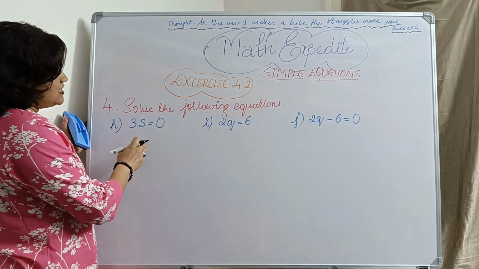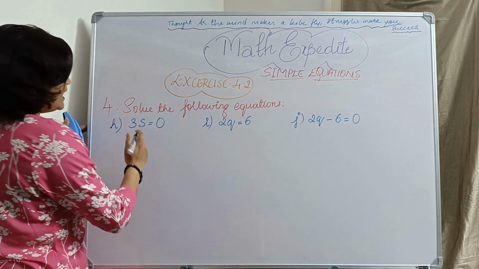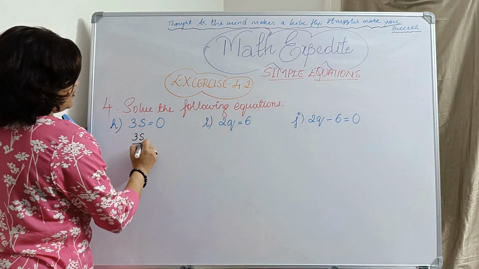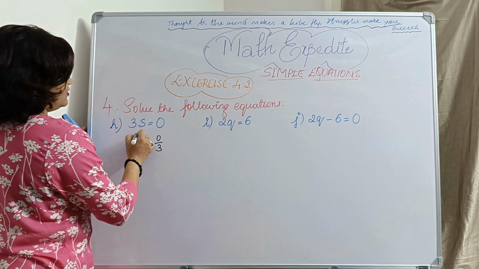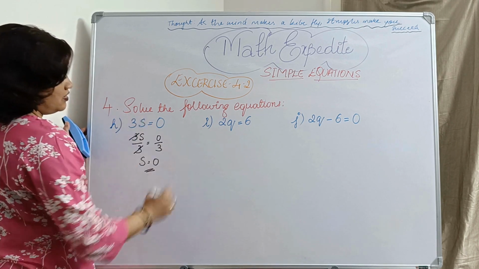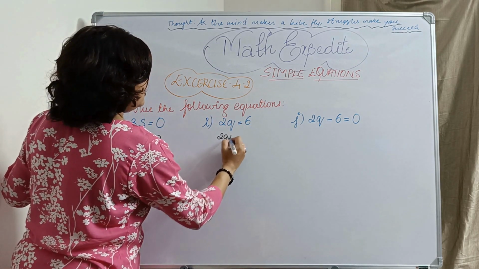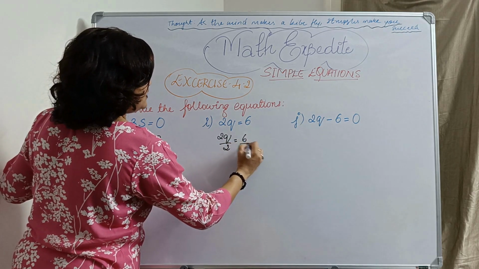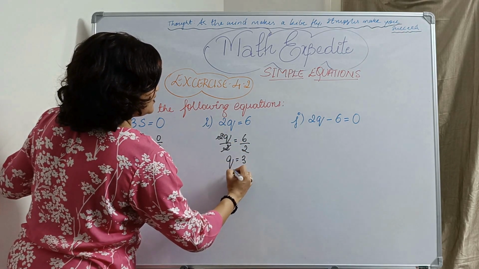Next one, 3s equal to 0. So what do I have to do? I have to divide by 3. 3s by 3 is equal to 0 by 3. 3 gets cancelled. s equals 0. Here 2q is equal to 6. I have to divide by 2 on both the sides. So I get q equals 3.